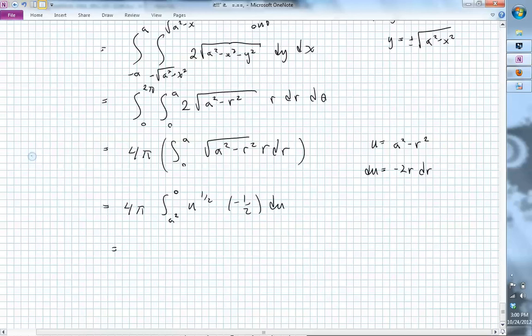Let me simplify that a little bit. That's 2 pi, 0 to a squared, u to the 1/2 du. Do you see what I did there? I switched the limits of integration, introduced a minus sign, and I combined the 4 and the 1/2. I think we're ready to do this integral. 2 pi, u to the 3/2 times 2/3 from 0 to a squared. That's going to be 4 pi over 3, and when I plug in a squared, I get a cubed, which is what we expect.